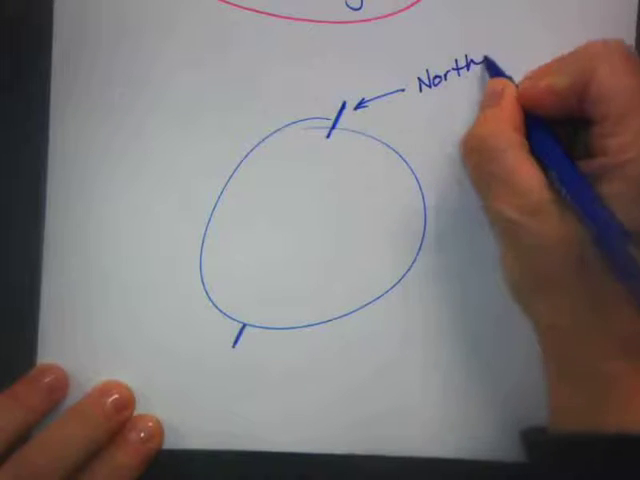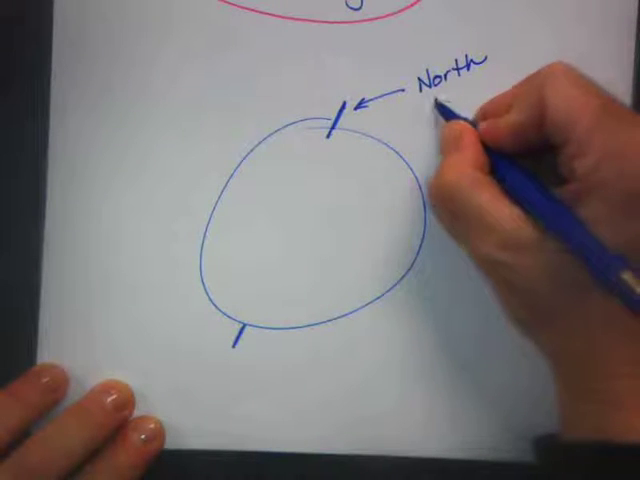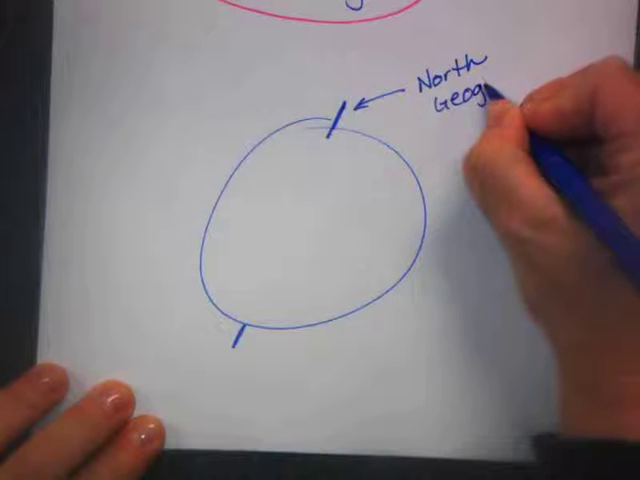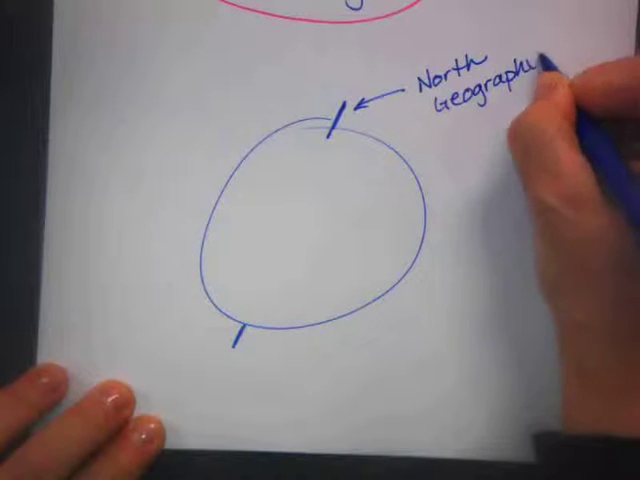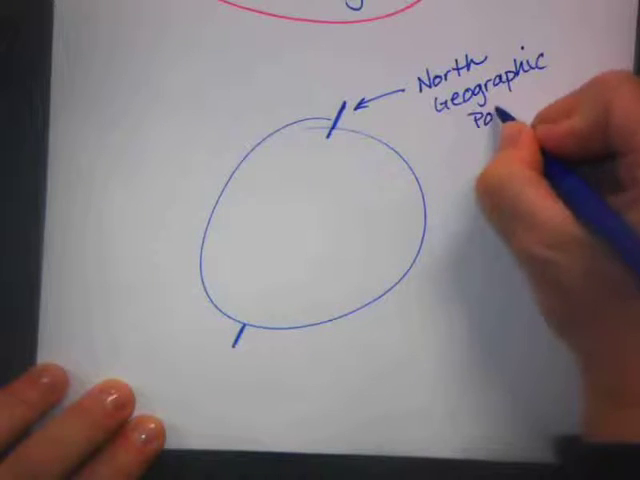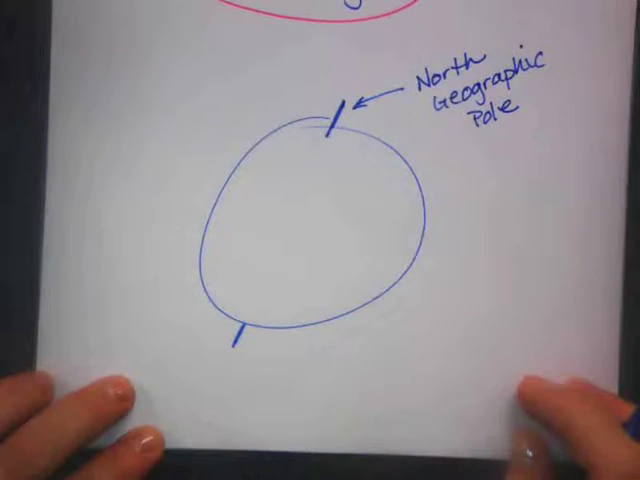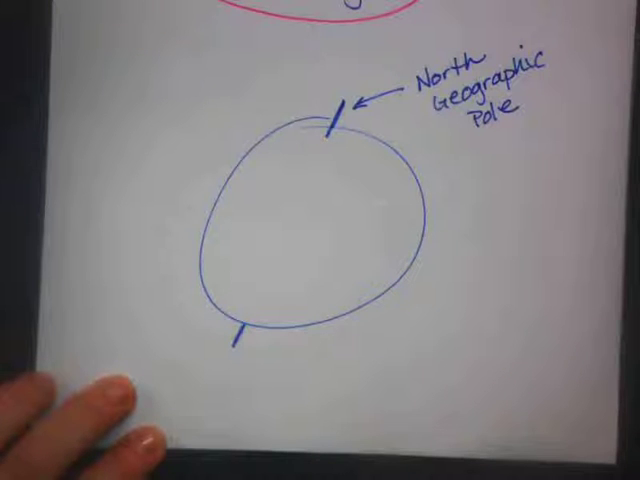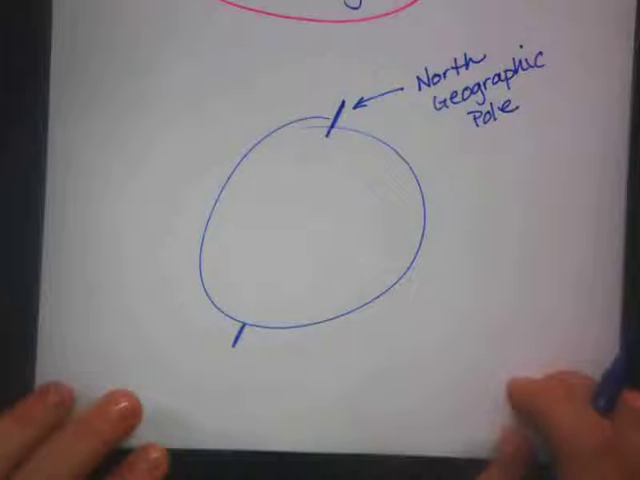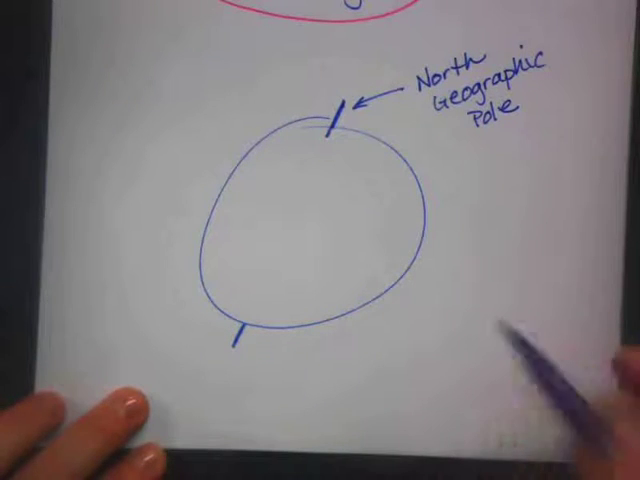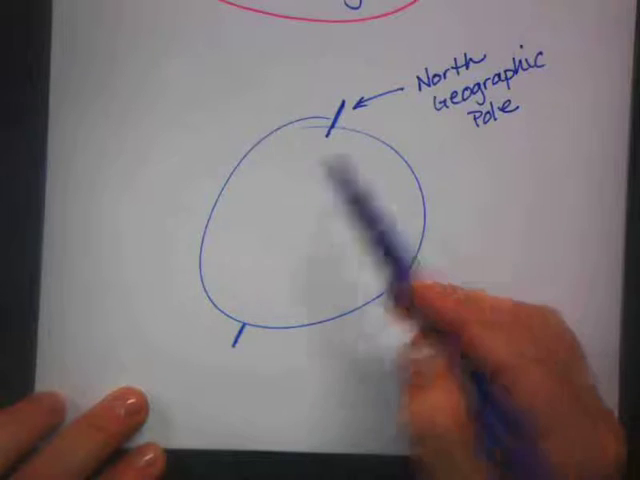So, there's the Earth. This is the North Pole. This is the North Geographic Pole. This is where Santa lives. That's the North Pole. You guys know there's not actually a pole there, right? It's a little chilly and the ground's very hard, so they're not trying to find a pole buried in the ground.